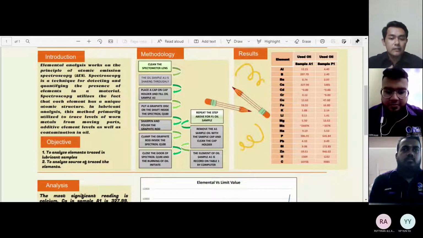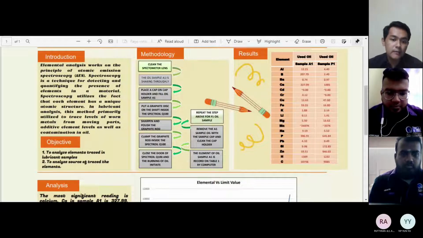And the next one is, when the oil is burning inside the Spectro Oil Q100, the elemental reading for the A1 oil sample is recorded and tabulated in Table 1 by the computer. The next one is, when the A1 oil sample is done, we discard it together with the sample cap and the sample cap holder, and we clean the sample cap holder.